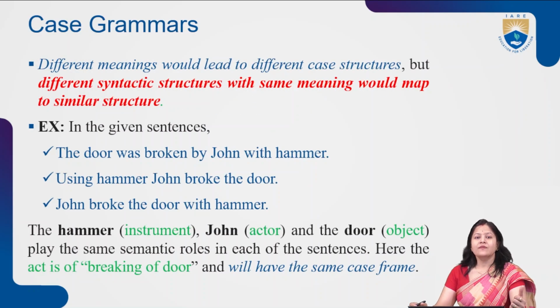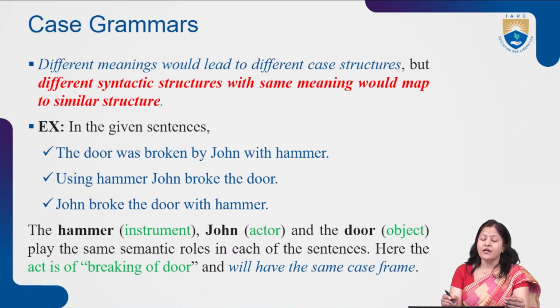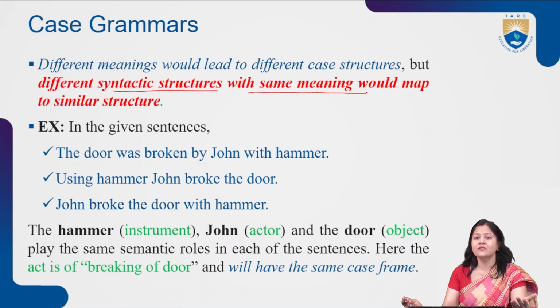Now, one scenario we will see here: different meanings lead to different case structures. That means if 2 sentences have different meanings, they will have different case structures. But different syntactic structures with the same meaning map to a similar structure. What is the meaning of this statement? Two sentences may be syntactically different, but they may retain the same meaning. If they have different syntactic structures and the same meaning, they can map to a similar case frame. Now we'll see an example.